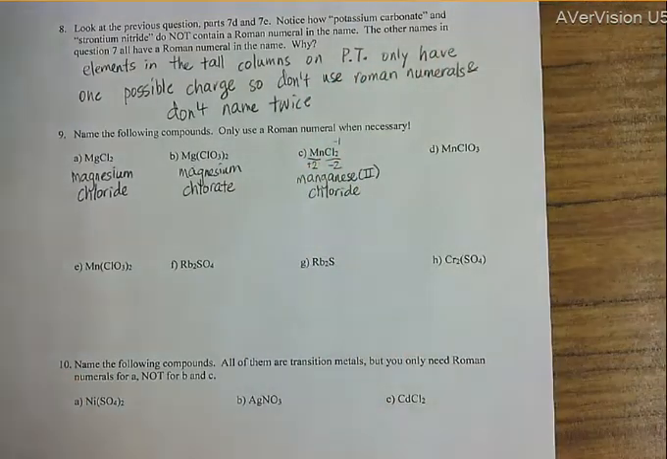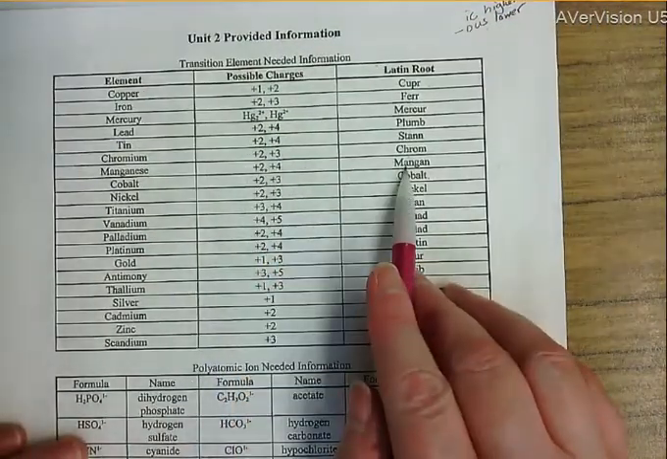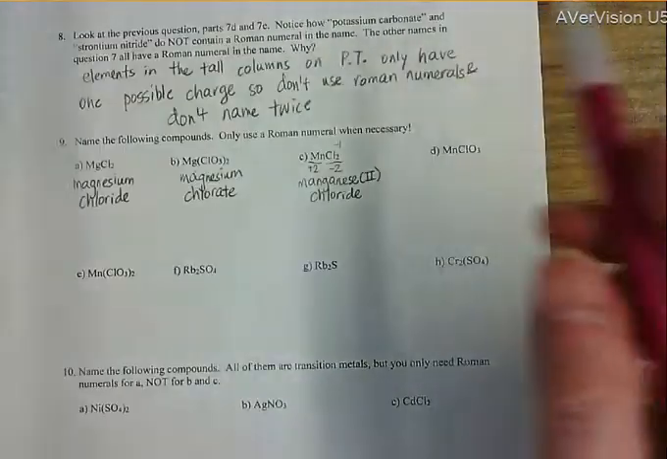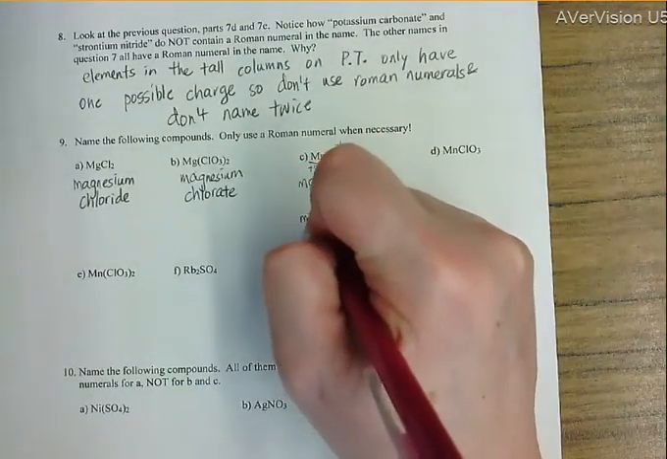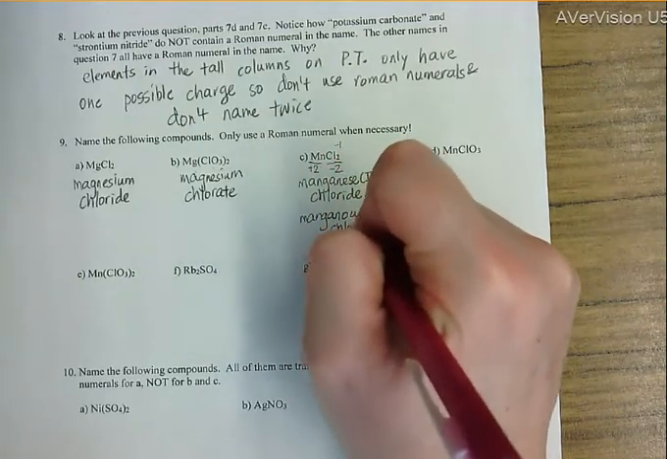And then to name it with the stock system, 2 is the lower charged, so I'm going to put the -ous ending on it. Okay, so it's going to be manganous chloride.